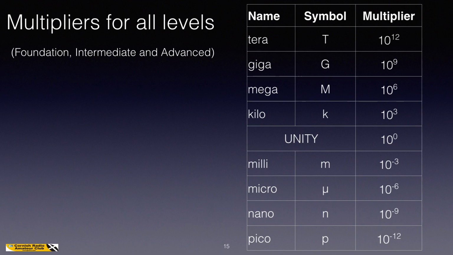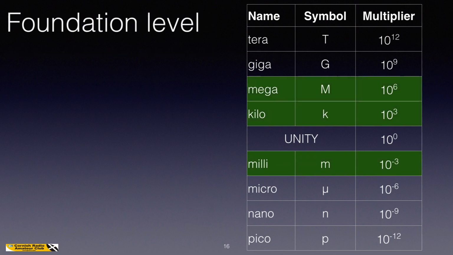But for the foundation course, we only need to know mega, kilo and milli. If you recall, that was specified in the syllabus, which we went through in the second or third slide. So here they are in green. Mega means times 1,000,000. Kilo means times 1,000. And milli means divided by 1,000.